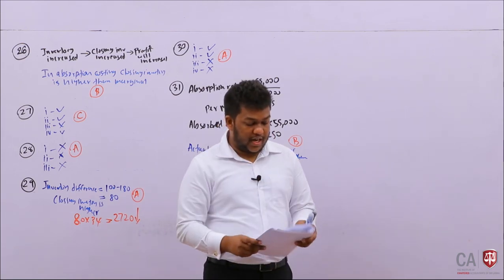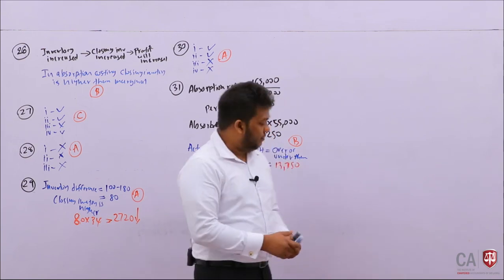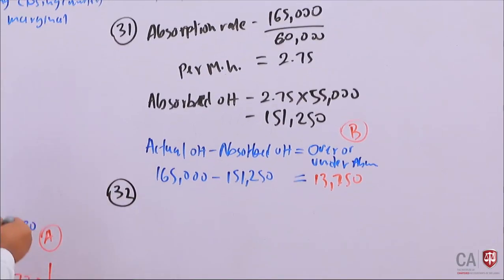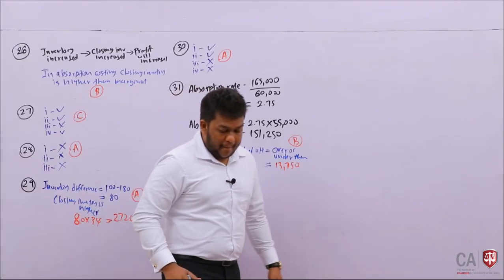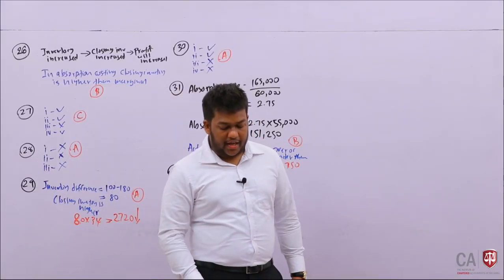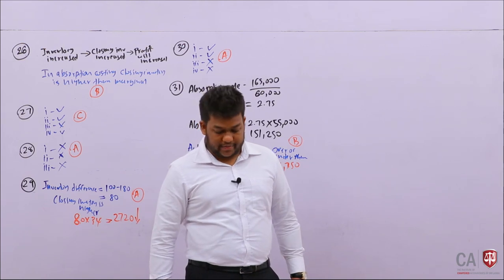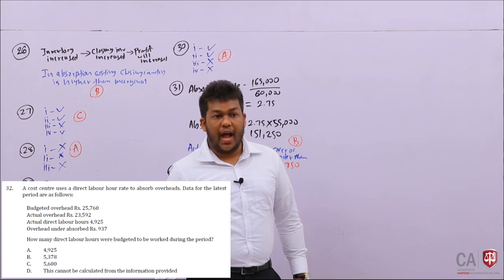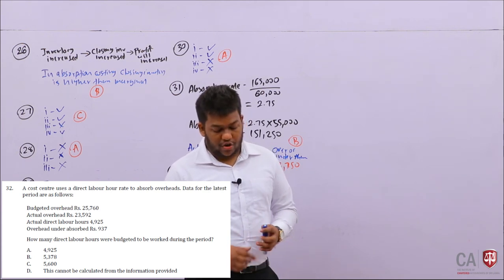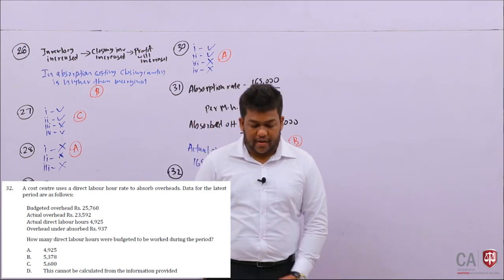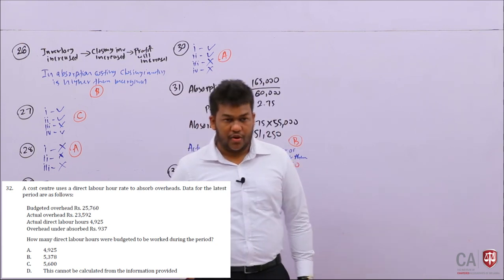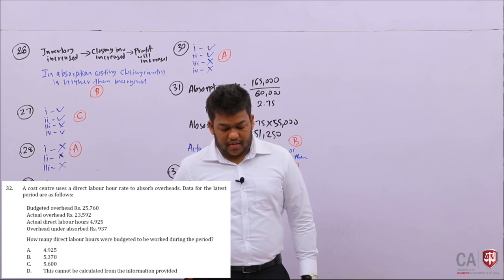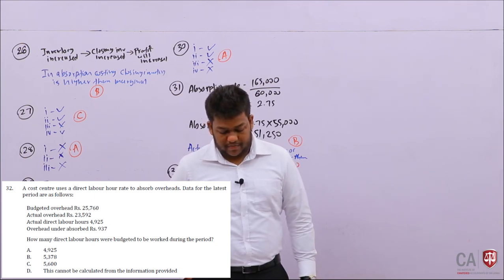Go for the question number 32. Question number 32. A cost center uses a direct labor hour rate to absorb overheads. Data for the latest period are as follows. Budgeted overhead given, actual overhead given, actual direct labor hours given, overhead under absorbed given. How many direct labor hours are budgeted to be worked during the period?